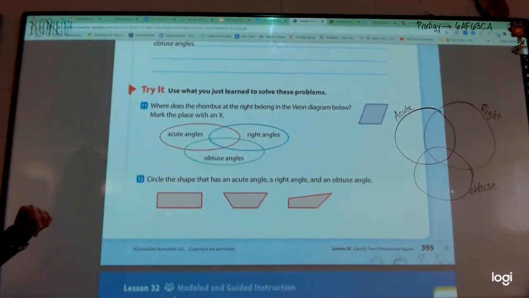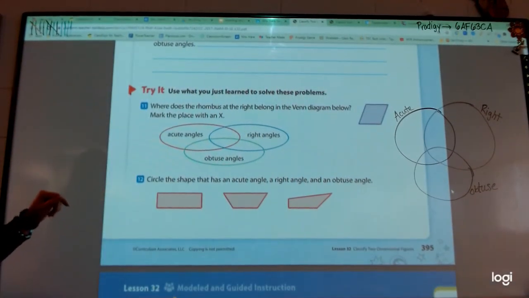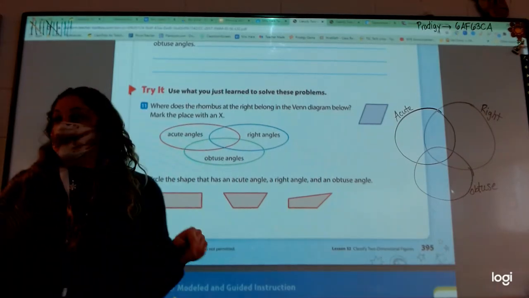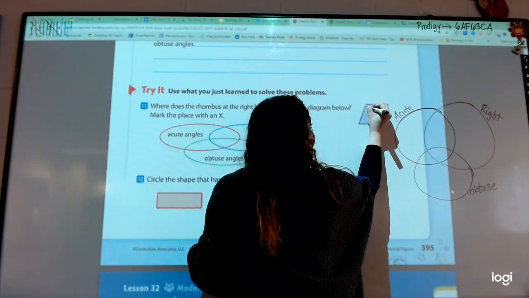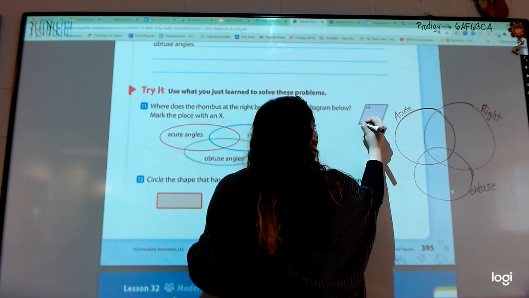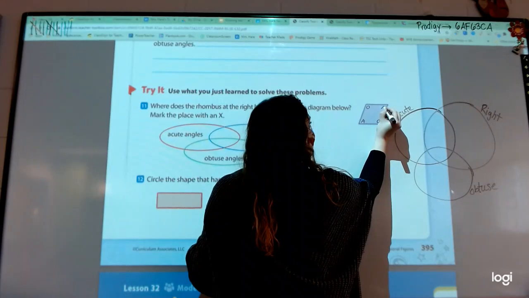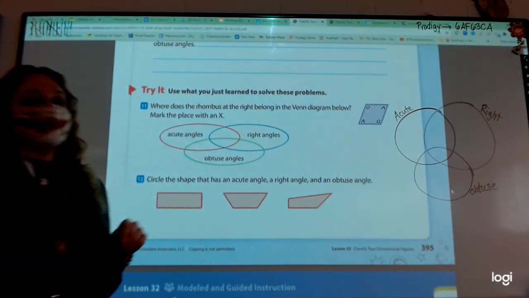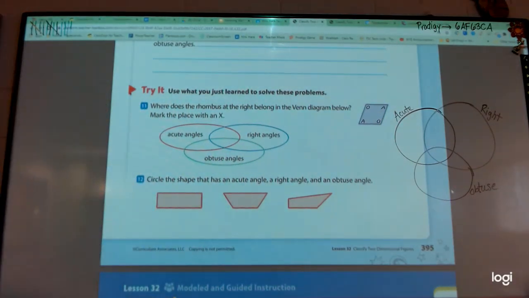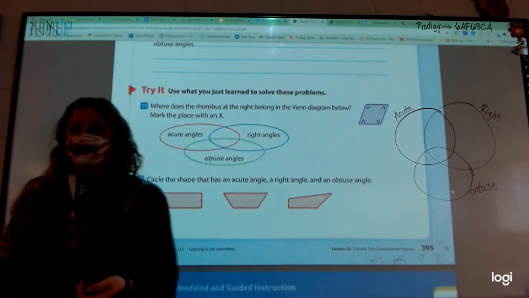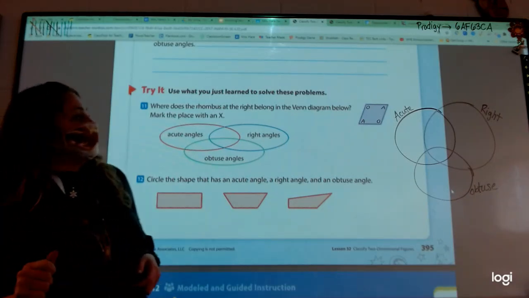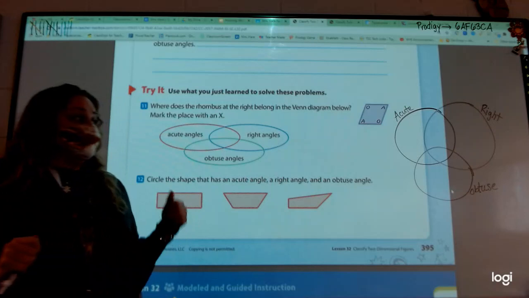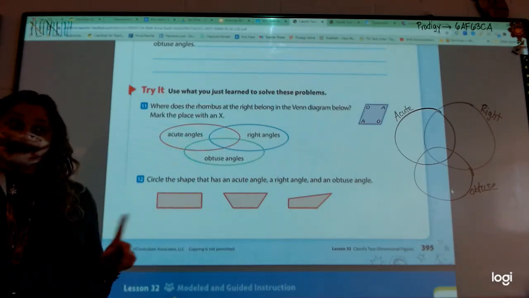So where does the rhombus at the right belong in the Venn diagram below? Before we have to decide, let's mark our angles. So you mark them on your page, check them with mine. And if you're like me, you found that there are 2 acute angles and there are 2 obtuse angles on that rhombus. All right, so where can we put it? It has acute and obtuse angles, but there are no right angles, right? Josiah?